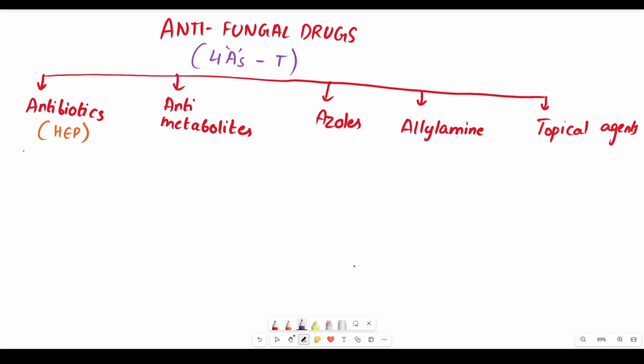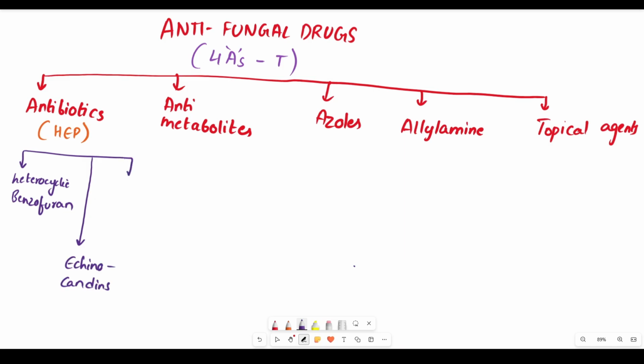where H means it is the first subclass, that is heterocyclic benzofuran. E means it is the second subclass, that is echinocandins. And P means it is the third class, that is polyenes. So the first class is antibiotics. To remember the subclasses, remember it as HEP, where H means it is heterocyclic benzofuran, E means it is echinocandins, and P means it is polyenes.